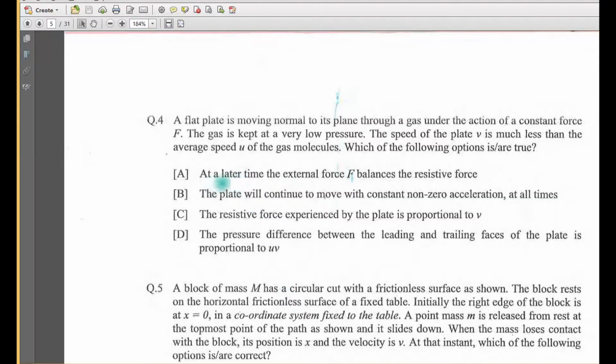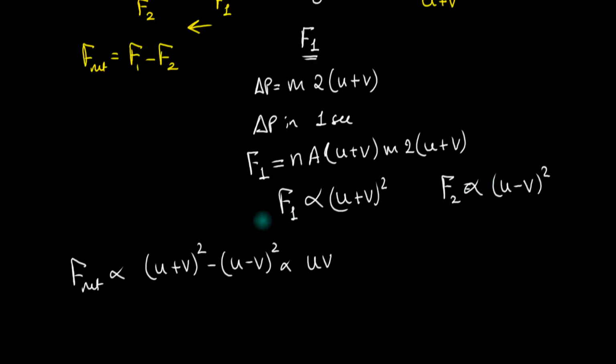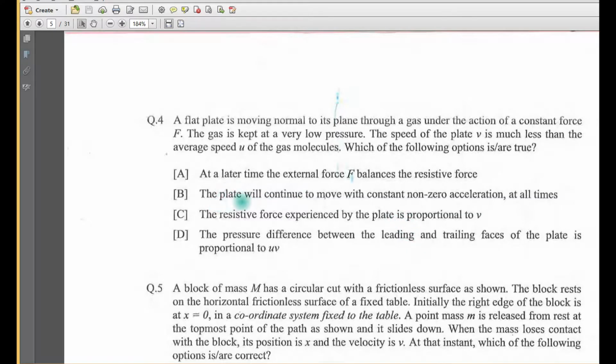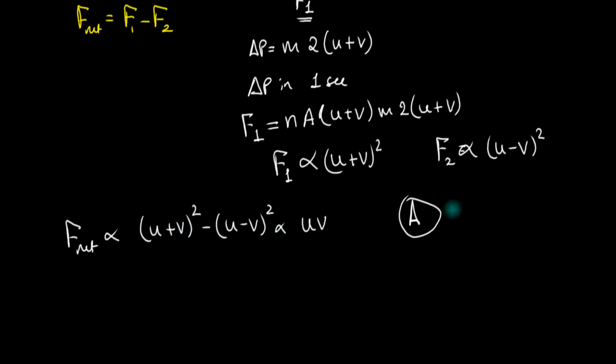Alright, so the question is, at a later time the external force F balances the resistive force. Yes, if you keep pushing and the speed keeps on increasing, the resistive force keeps on increasing, and at a particular point it'll balance out. And so yes, A is definitely a solution. The plate will continue to move with a constant non-zero acceleration? No. The resistive force experienced by the plate is proportional to v. That's exactly what we found out. C is right.